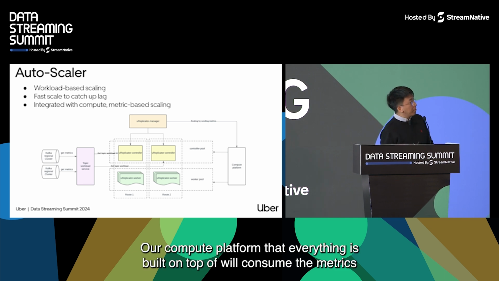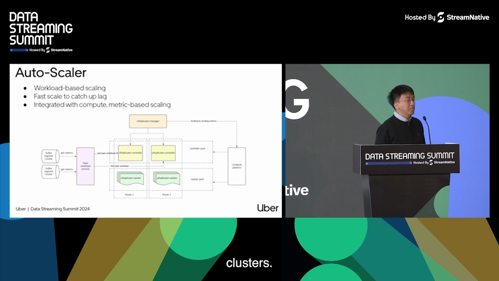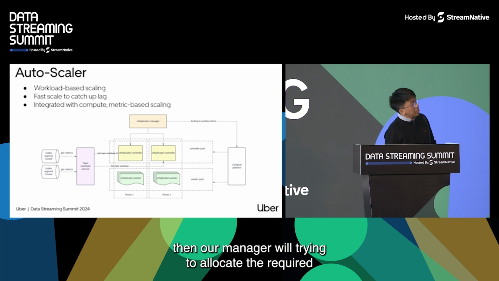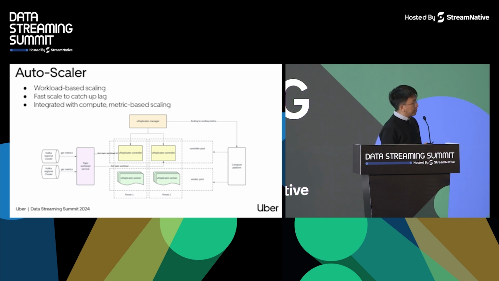Our compute platform that everything is built on top of will consume the metrics from the metric platform and then use this to auto-scale the clusters. After the number of workers or number of controllers are in place, then our manager will try to allocate the required controllers or workers into the system.